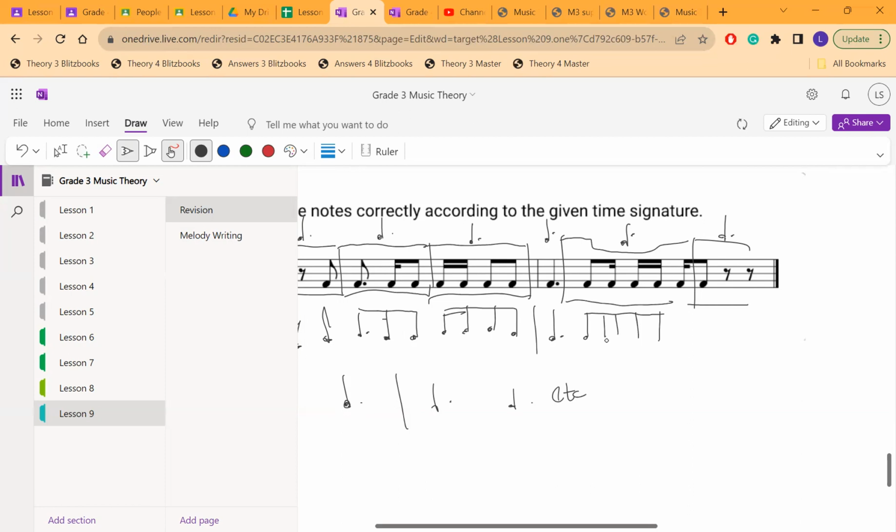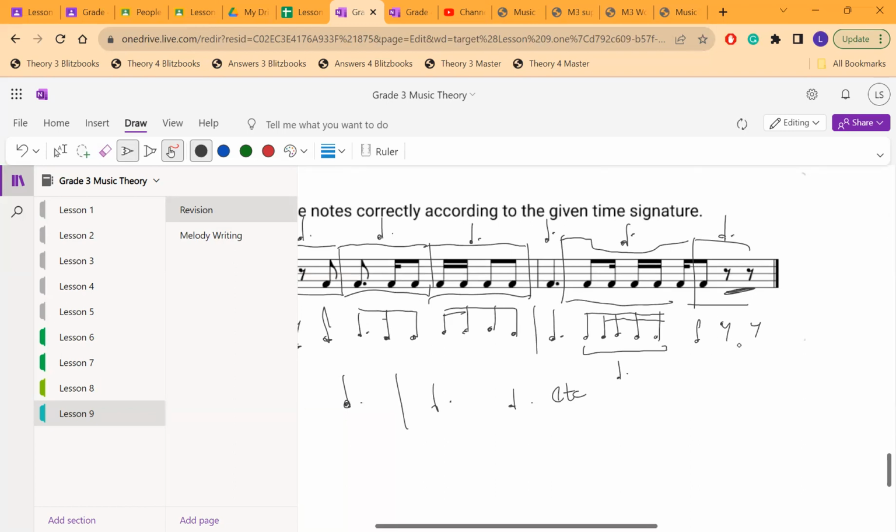1, 2, 3, 4. That becomes that. Do you see how that computes? This is worth a dotted crotchet if you think about it. And now that quaver at the end is on its own plus 2 quaver rests. You cannot group those 2 quaver rests together. I don't think it'll let you.